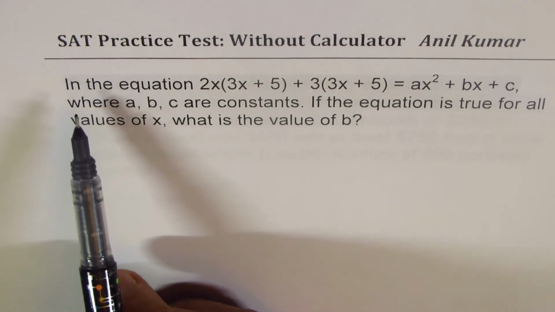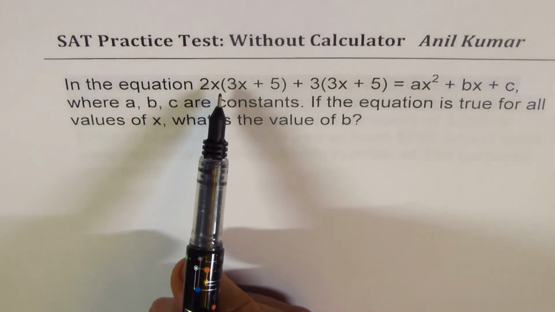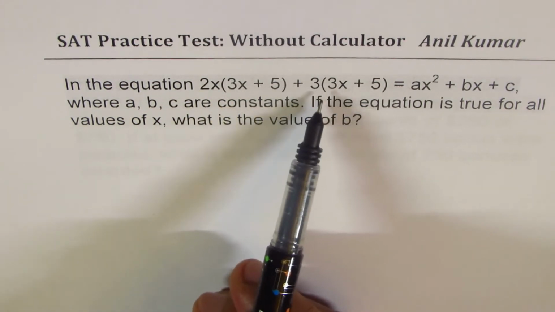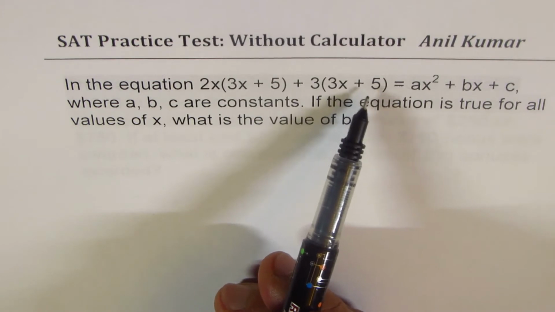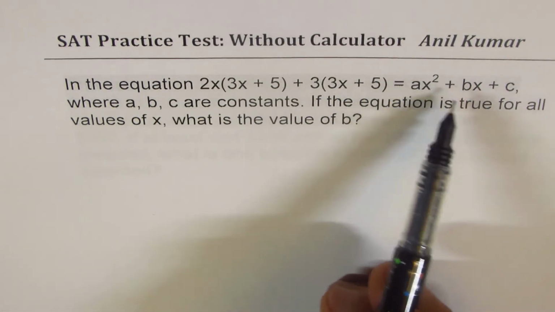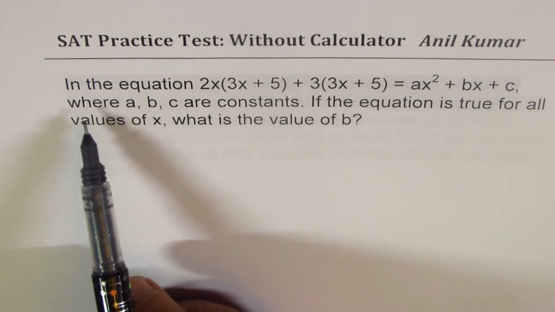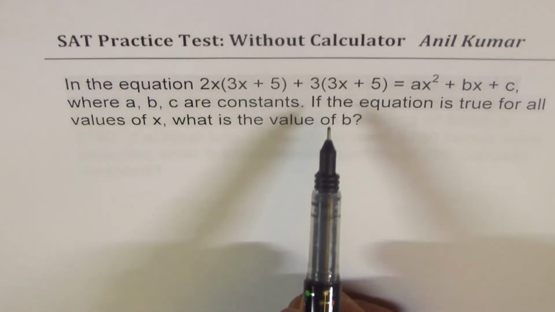It says, in the equation 2x times (3x plus 5) plus 3 times (3x plus 5) equals ax squared plus bx plus c, where a, b, c are constants.